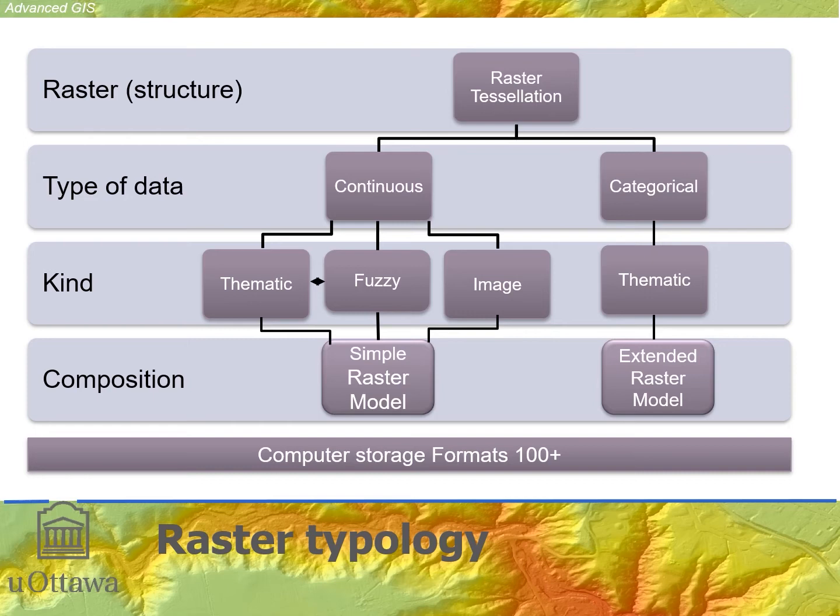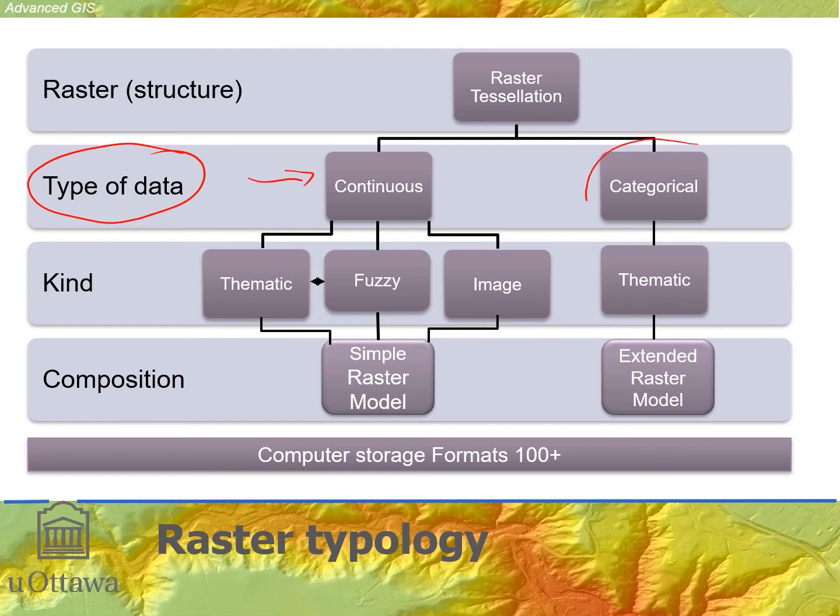Now, that tessellation itself is very basic. And then what do we have in terms of the type of data? We can have continuous data, so some continuous variable measured in the cells at each location that a cell falls on in the real world, such as the recording of temperature, precipitation, elevation, lots of different examples of continuous variables, barometric pressure, whatever.